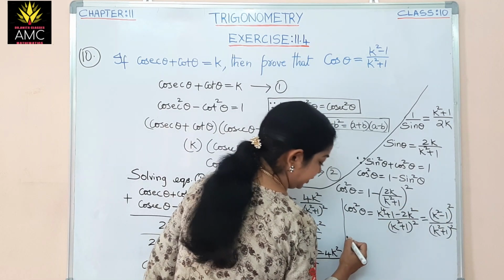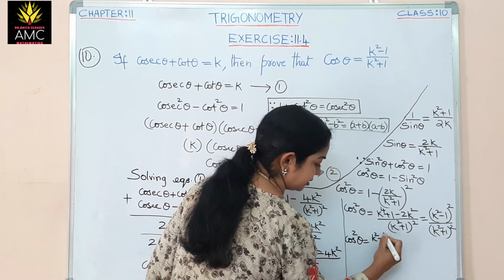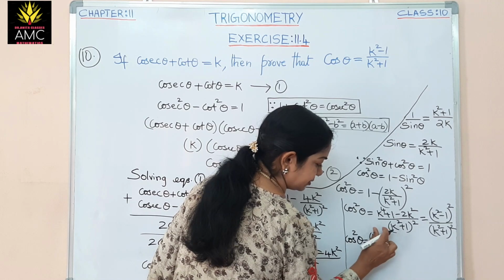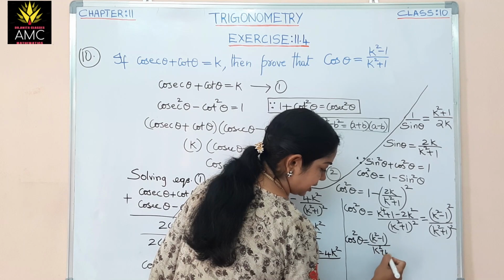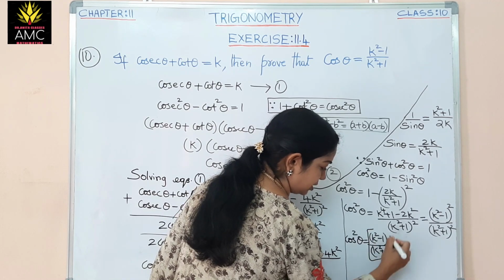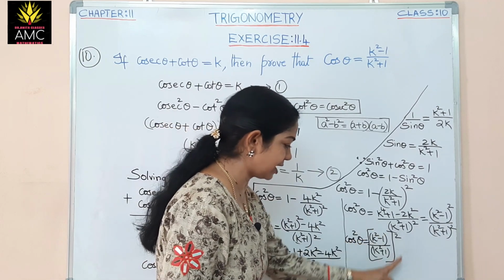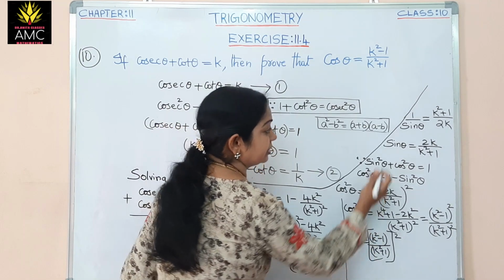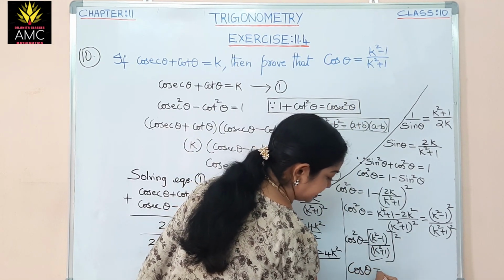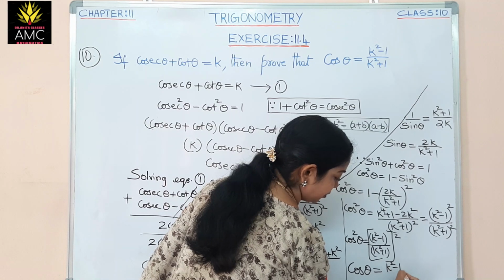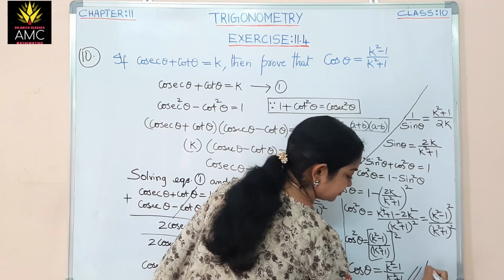So finally we got cos square theta is k square minus 1 whole square over k square plus 1 whole square. Like this I can write it, isn't it? So here, I kept it as whole square. Now if the question is we want only cos, then cos theta is simply, just remove the square on both sides, k square minus 1 over k square plus 1. Hence proved.